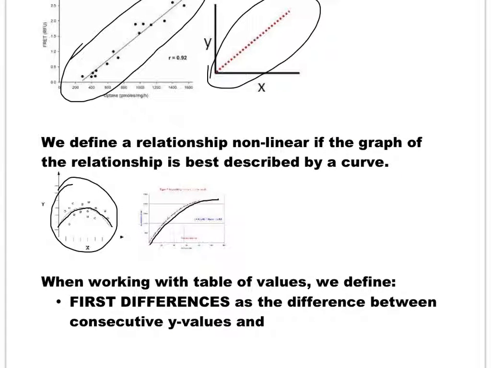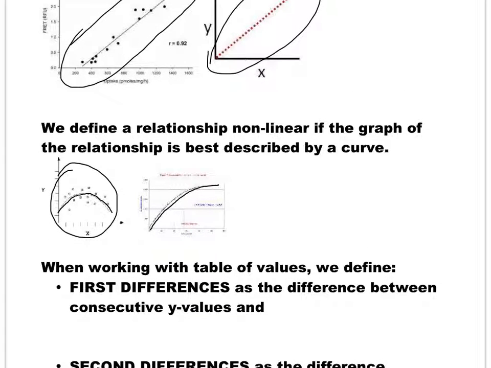Now we are going to talk about table of values and two new terms. The first one is first differences. If you remember from grade 9, we define the first difference as the difference between consecutive y values. This means that if I have a table of values of x and y, and I have different values of y, I find the difference between these two and write it here, then the difference between these two, write it here, and the difference between these two, write it here. This is what we call the first differences.